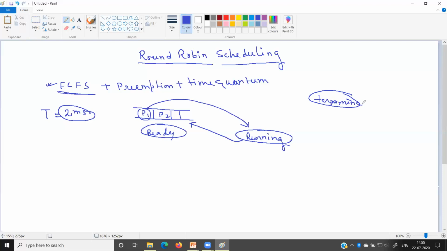So a process will change its state from running state to the terminate state when it completes its execution during this time quantum. And when the process switches from the running state to terminate state, then another process which is waiting in the ready queue will be selected and assigned to the CPU for the execution. So that is the overall process for the round robin scheduling algorithm. Fine. So now we will discuss a problem on the round robin scheduling algorithm.